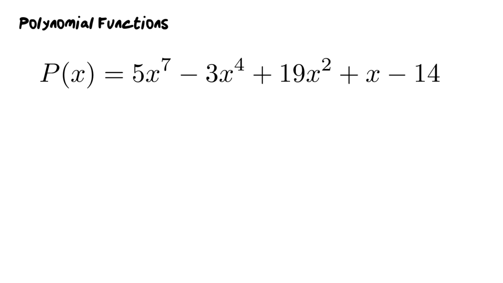So like this polynomial here, p of x is 5x to the 7th minus 3x to the 4th plus 19x squared plus x minus 14. This is a polynomial function because it's comprised of powers of x, integer powers of x.